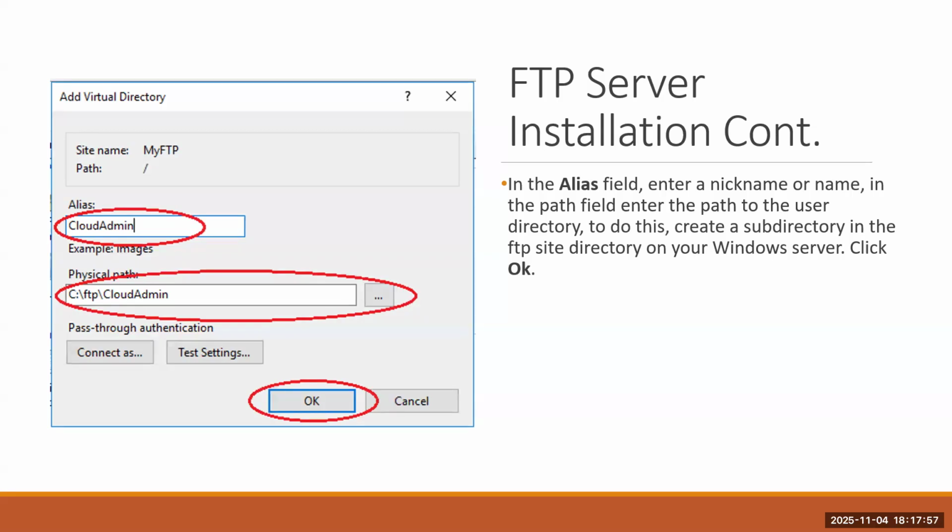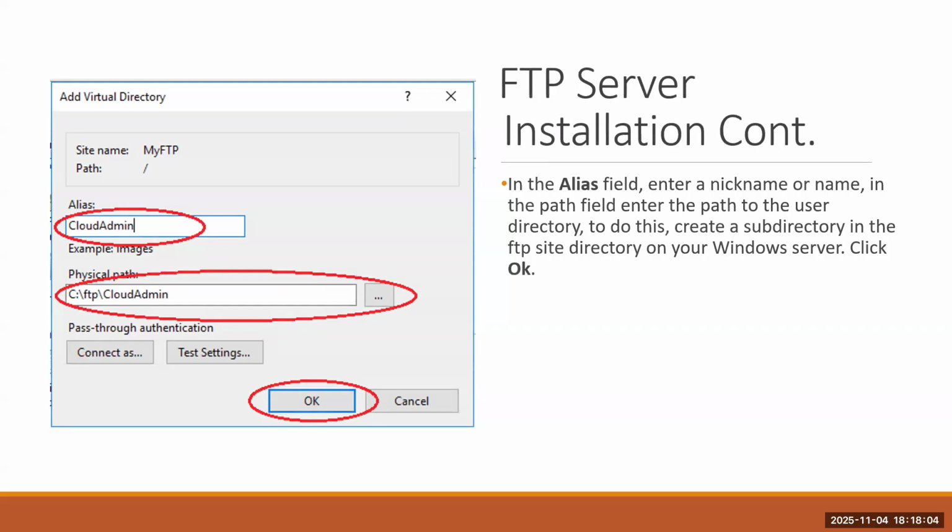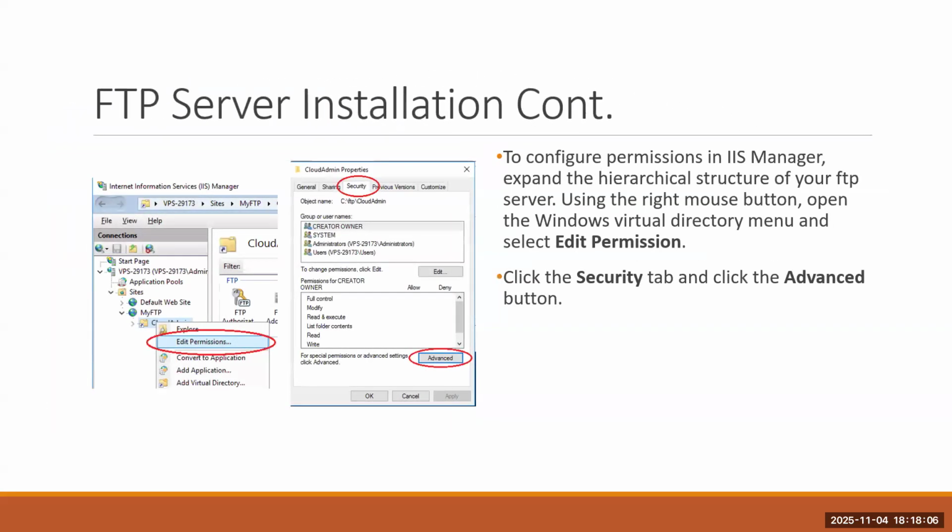I get it. So aliases, you would just put your cloud admin or whatever you want to call it. I will probably have you guys name an admin. It makes my life easy. You just click OK. This is just, again, set up, install. To configure the permission in IIS Manager, this is, again, where it gets tricky.